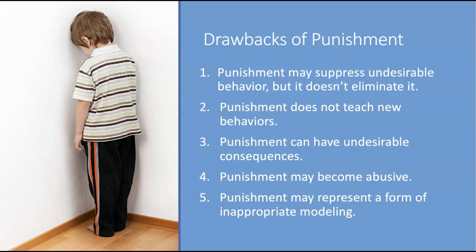3, punishment can have undesirable consequences. Okay, one example we have just discussed, if you are punishing a child's way of expressing their emotions but don't teach them a new one, they'll internalize them and you could see signs of depression and anxiety. Also, with too much punishment, you might see a child develop very low self-esteem. They might develop a fear of their parents because they're so scared of doing the wrong thing and being punished. And that in turn can then result in very difficult family relationships. So it's just a few examples of undesirable consequences. 4, punishment may become abusive.